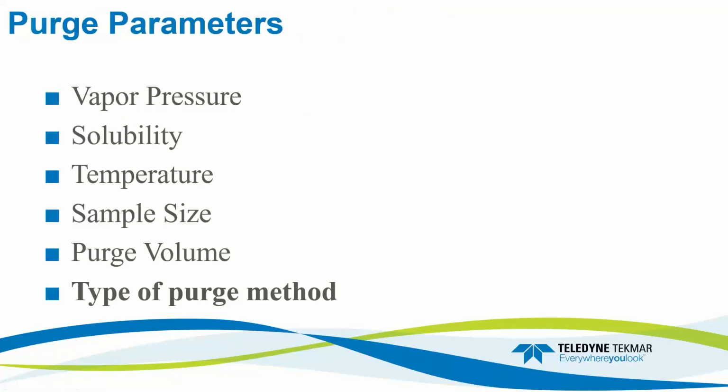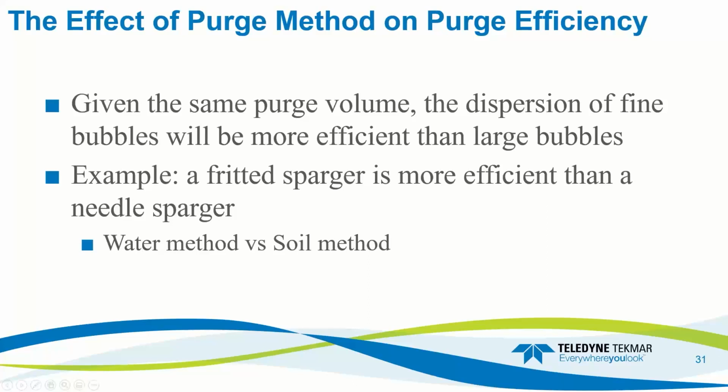And lastly, we have the type of purge method. So a water method, typically using the sparger for the purge, and a soil method utilizing the in-vial purge available on the Atomics XYZ. If we have a liquid sample, the way we introduce the gas using a fritted sparger creates a lot of small bubbles, which introduces more surface area for that liquid to gas interaction to occur, and it leads to a more efficient purge.